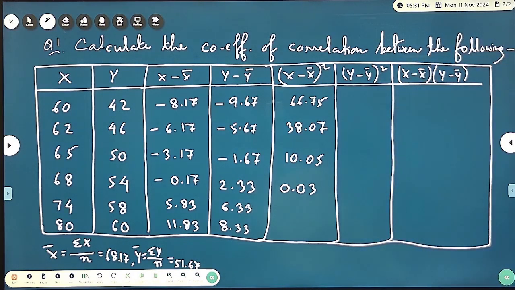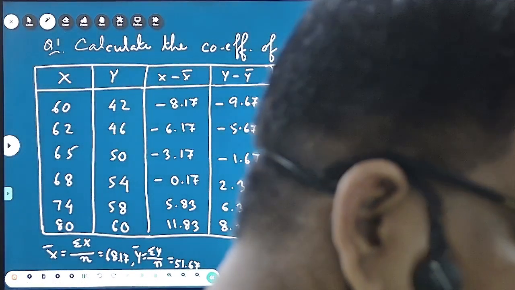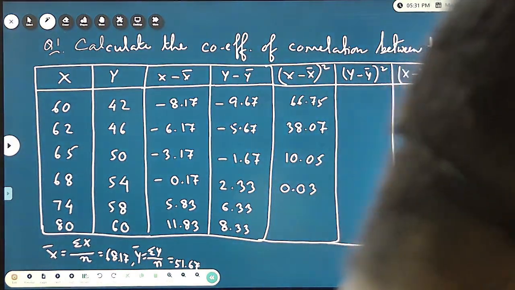Not done. X minus x bar. This is the number now, 8.17. Whole square means multiply again. x minus x bar whole square: you multiply this number twice.